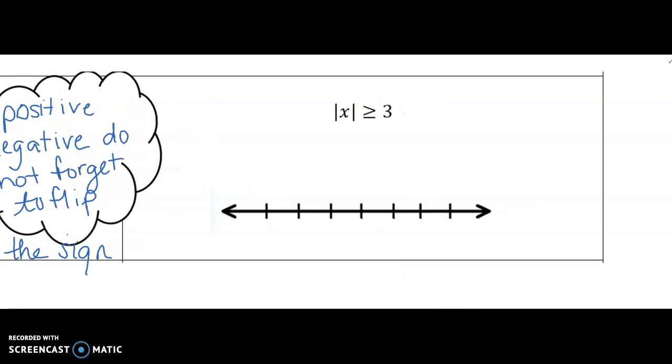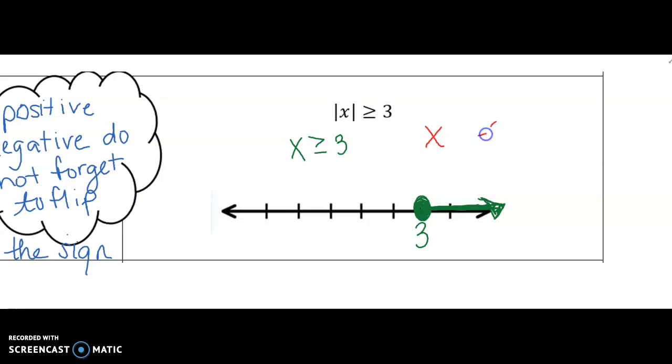X, the absolute value of x has to be greater than or equal to 3. So any number bigger than 3. So I'm going to go to my number line right here. Any number that is greater than or equal to 3. So I know that it's going to be equal to 3, so I can circle that, fill the circle in. And it has to be bigger, so it's any number bigger this way. Like this. Now, again, we account for the positives. There's my positive. Now let's account for the negatives.